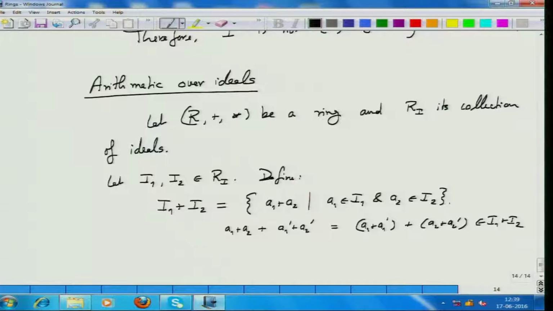The second property is that if you multiply any element B from the ring to an element A1 plus A2 of this set, the result must be in I1 plus I2. And this also is seen very easily. B times A1 plus A2, by the distributivity property of multiplication, is BA1 plus BA2. Now since A1 is in I1, BA1 is also in I1. Similarly, BA2 is in I2, I1 and I2 being ideals. So this is in I1 plus I2. So we have defined addition of ideals very simply. This shows the closure property. It not only defines the addition, it also shows the closure property of addition.